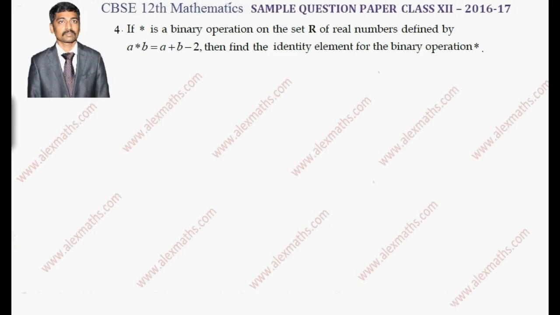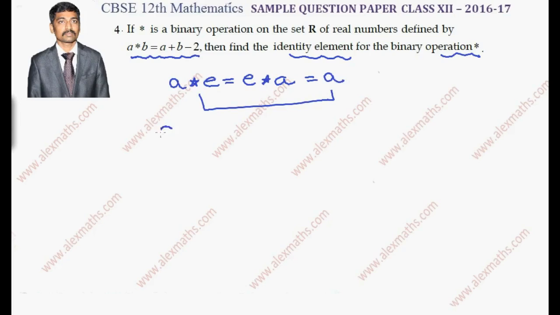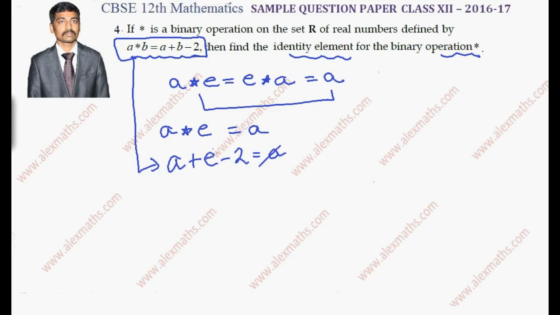If * is a binary operation on the set R, a * b equal to a + b − 2, find the identity element for the binary operation *. Identity element, we have a definition: a * e equal to e * a equal to a. If I take the first part only, a * e equal to a is the definition. In the question they have given a * b is equal to a + b − 2. So if I use it here, it is going to be a + e − 2 equal to a. After cancelling a on both the sides, we get e is equal to 2.